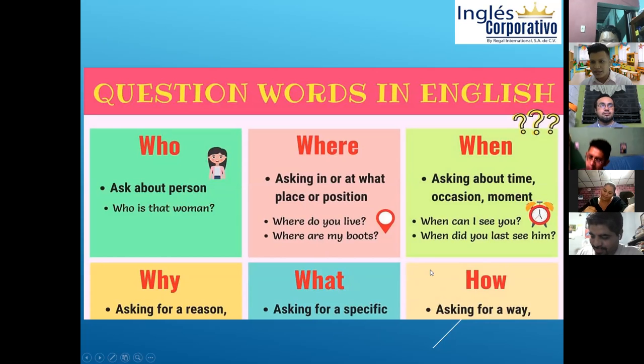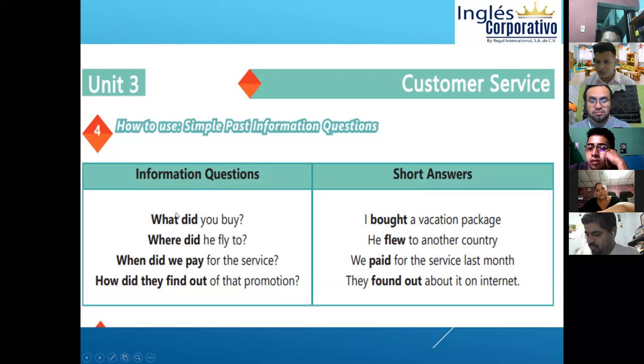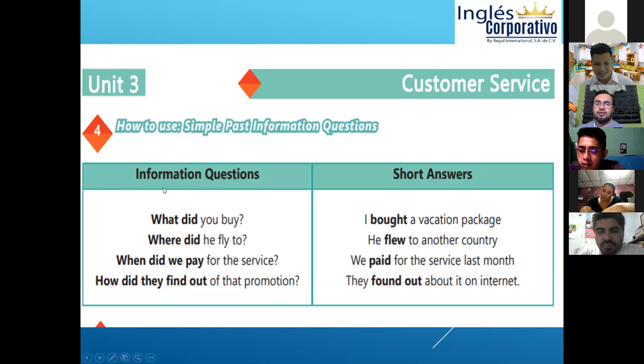How. Okay, let's see some example about this. Okay, we got some example. You can find this on your books, right? And we got information questions. Estas preguntas, valga la redundancia, preguntamos por información en específica. Por ejemplo, what did you buy? What did you buy? How do you translate these questions? ¿Qué compraste? Yeah, really good. ¿Qué compraste?